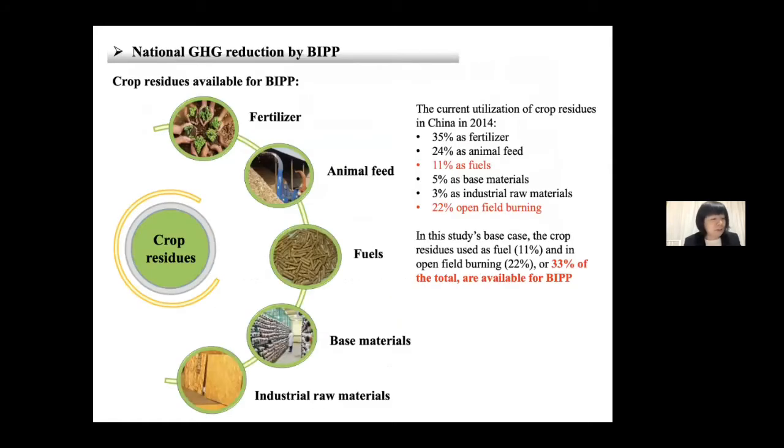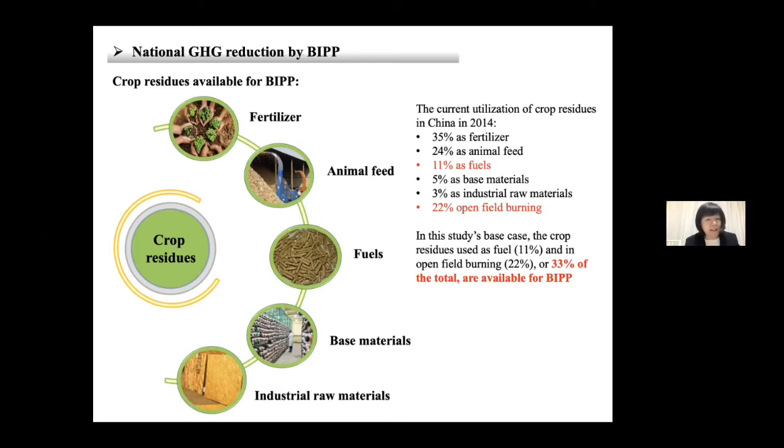And then for our next question, we ask what could be the emission reduction if this technology is applied all over the country? First, we investigate the crop residues application status in China. We find that 11% is used as household fuel, which could be replaced with cleaner biofuels produced by our system. And 22% are directly burned in open air, which is wasted. And other crop residues are used as fertilizer, animal food, and raw materials.